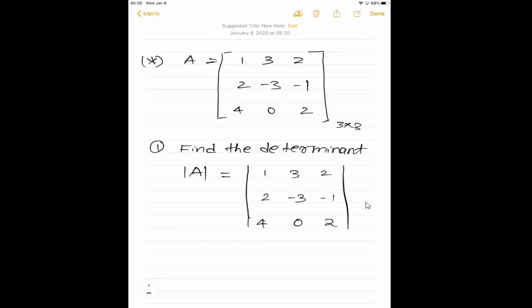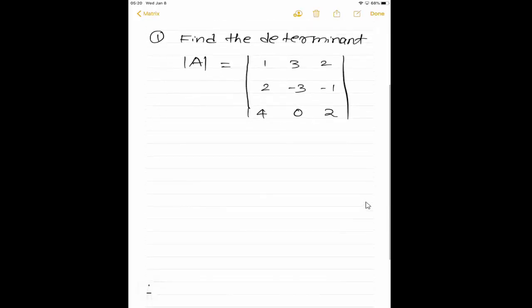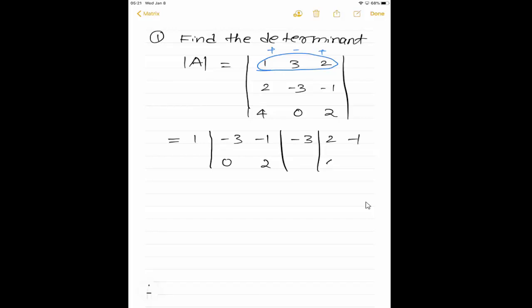now the matrix is represented in the determinant form. For the first row, we have to find the determinant by considering 1, the remaining elements minus 3, minus 1, 0, 2. Then minus 3, considering the second element, the remaining elements are 2, minus 1, 4, 2. Then the third element plus 2, the remaining elements 2, minus 3, 4, 0.